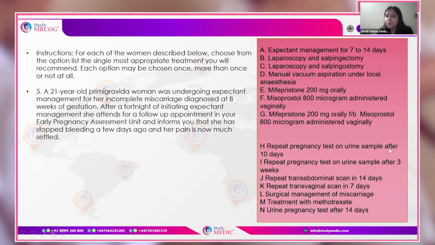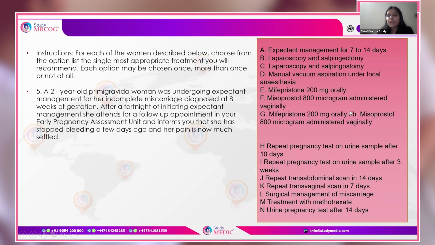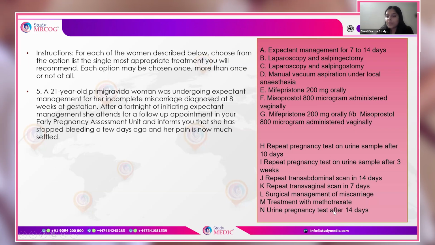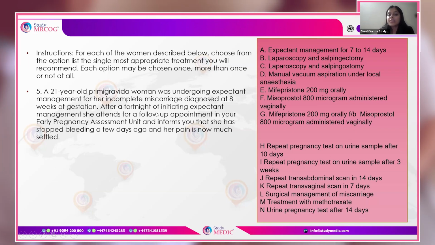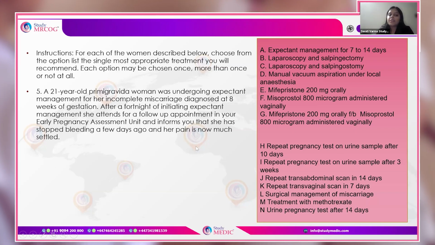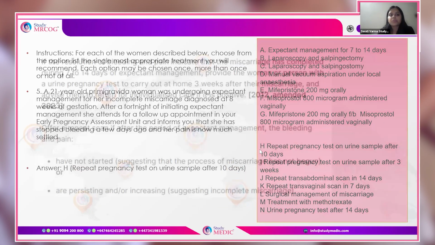Repeat pregnancy test on urine sample after 10 days looks to be a feasible answer. After 3 weeks, already a fortnight has passed. So after 3 weeks total. But from now, after 7 to 10 days, you will offer her repeat pregnancy test. Urine pregnancy test after 14 days could also have been the answer. But since a fortnight has already passed, you will recommend pregnancy test on urine sample after 7 to 10 days. So H remains the best option.